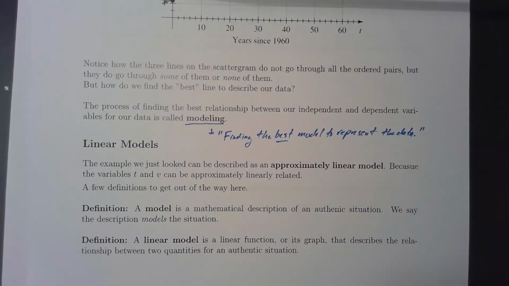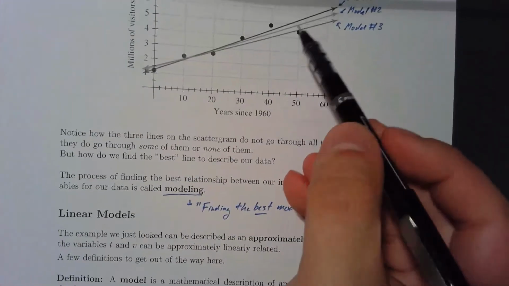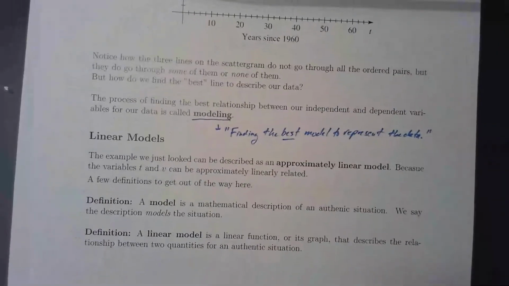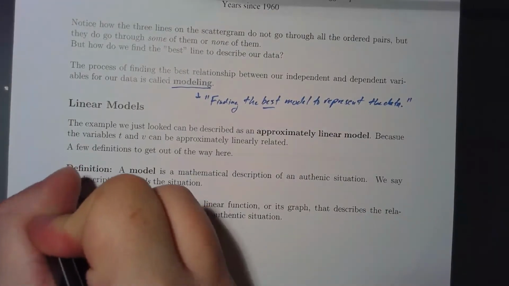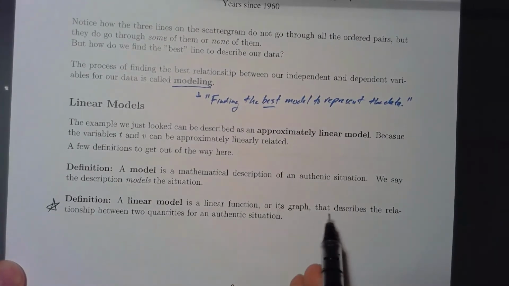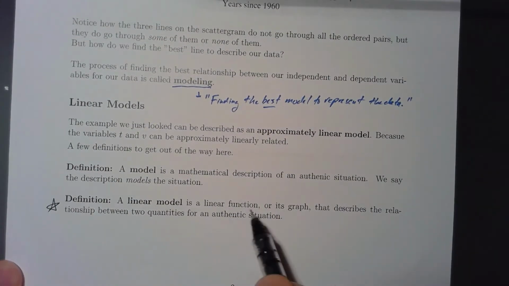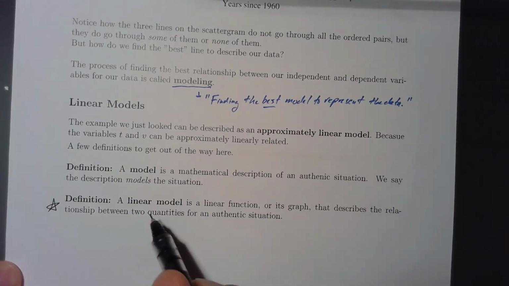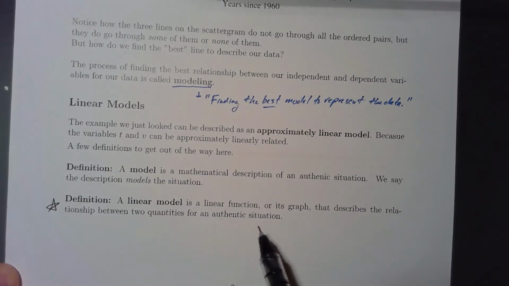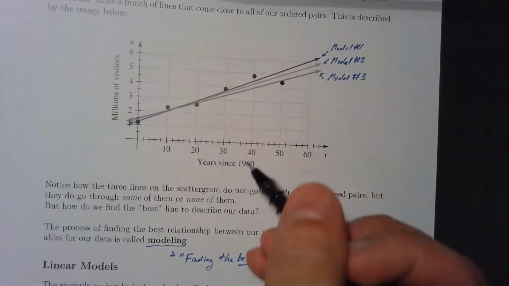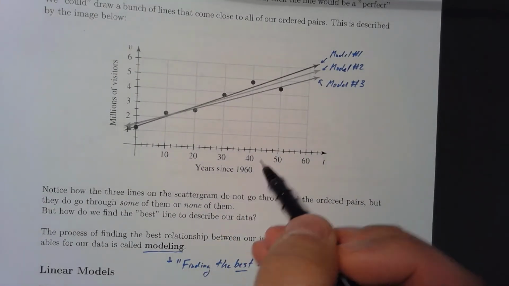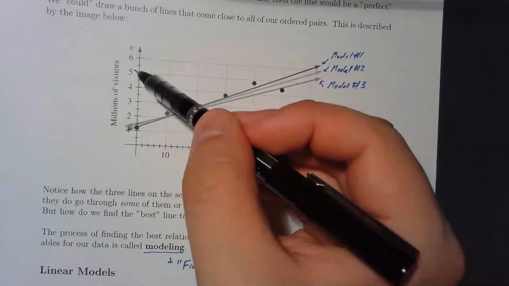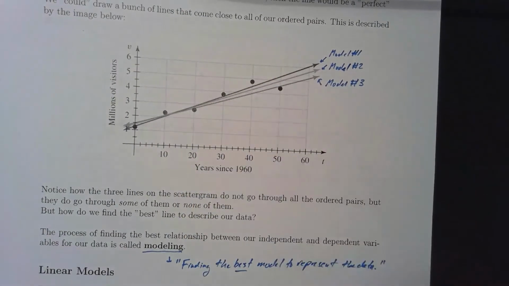So since those lines are straight, they are considered linear models. A linear model is a linear function that describes the relationship between two quantities for an authentic situation. So we can measure the number of years since 1960 and the number of visitors to the Grand Canyon as a linear model.